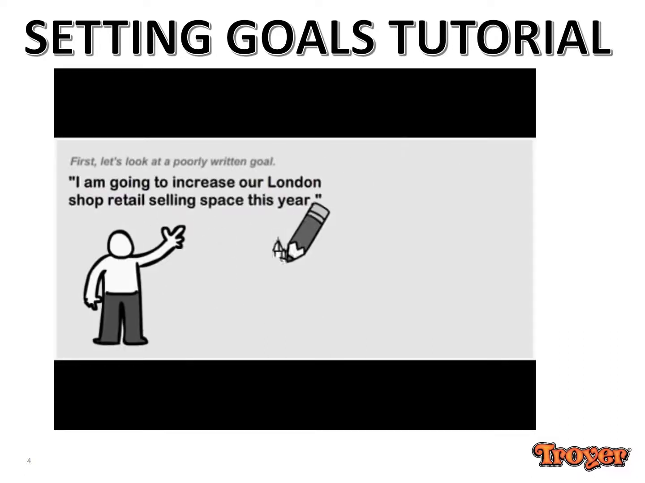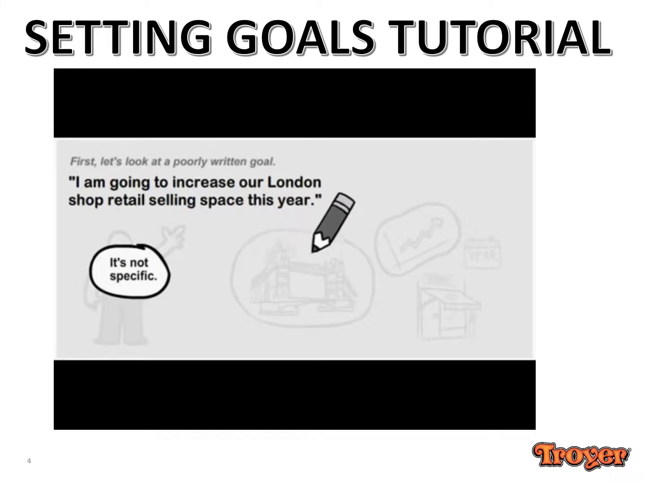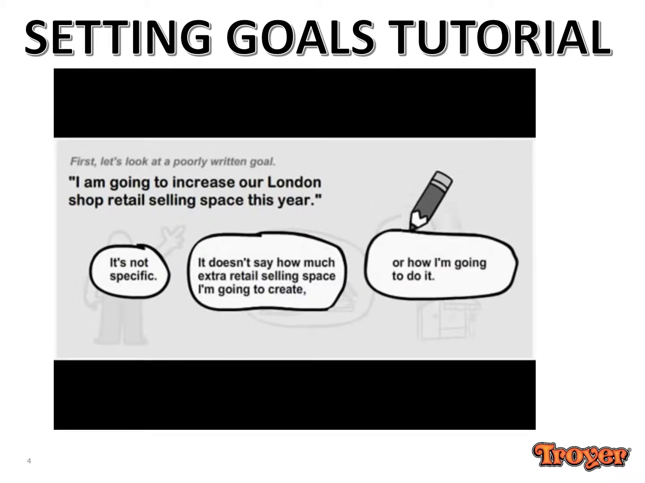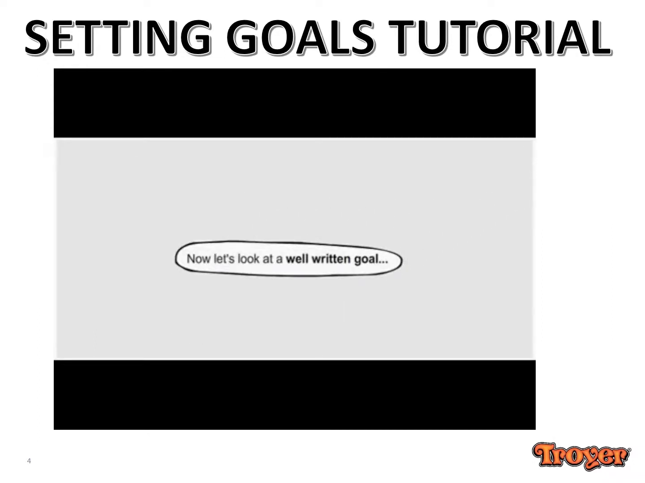I am going to increase our London shop retail selling space this year. The problem with this goal is it's not specific. It doesn't say how much extra retail selling space I'm going to create or how I'm going to do it. The time by when I'm going to do it is vague and can't be easily measured, so I won't know if and when I've achieved my goal. Now, let's look at a well-written goal.